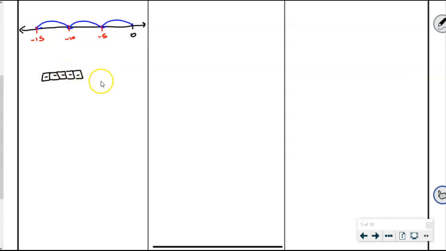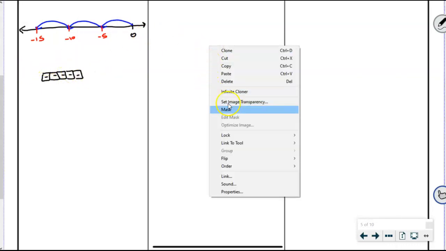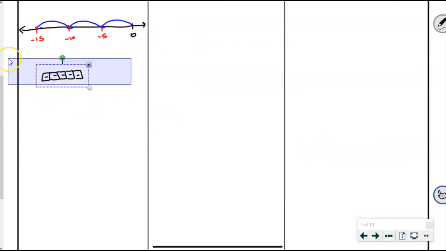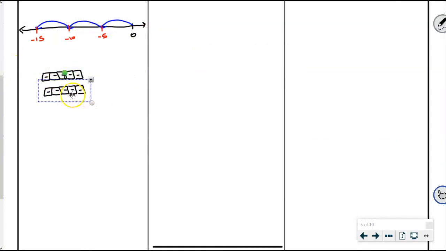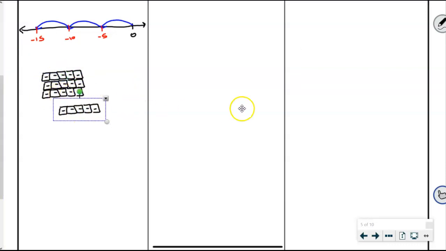There's my 5 in one group. Let me lock all this in place. 5 negatives in a second group, and 5 negatives in a third group, and you can see even that array still shows that we have 15 of those negative counters. Again, what I'm seeing is 3 groupings, and each group contains 5 negatives this time.